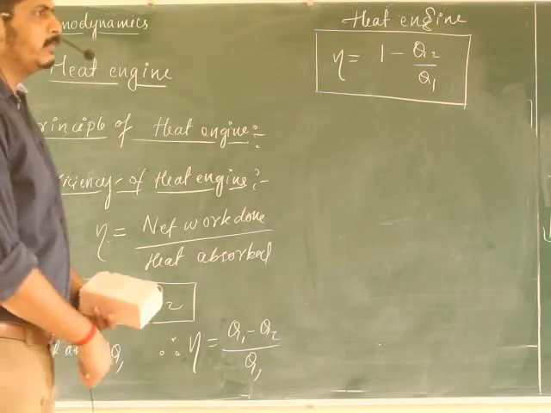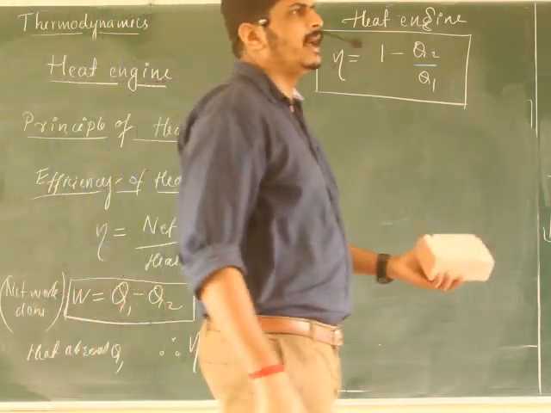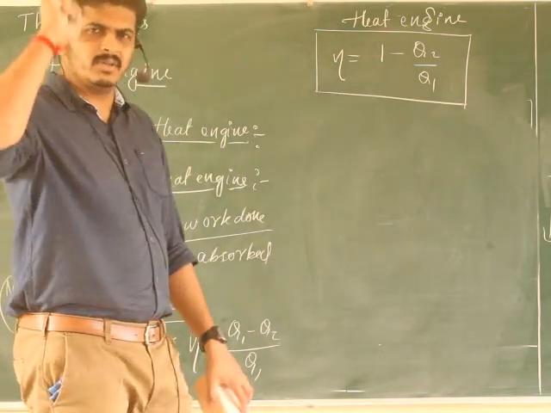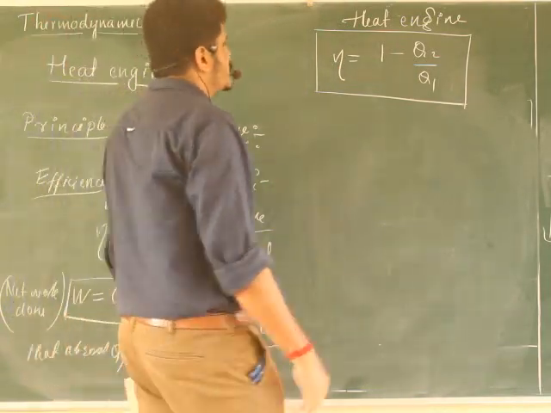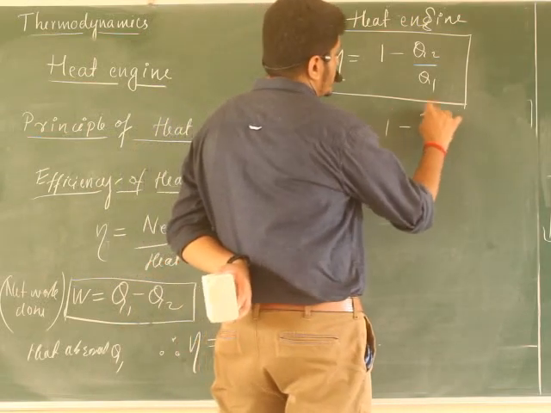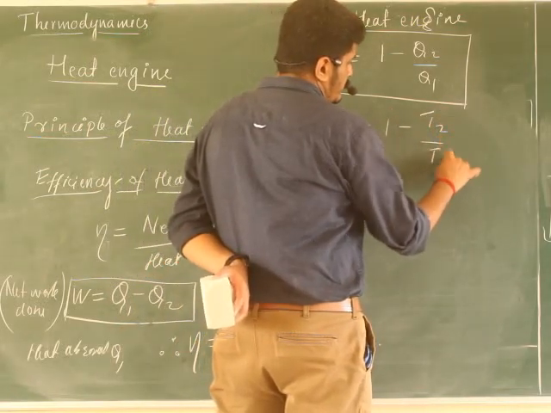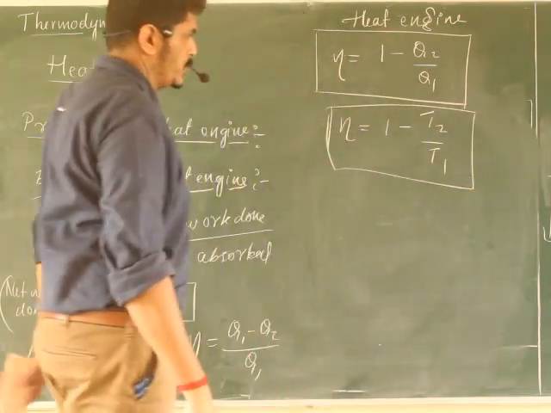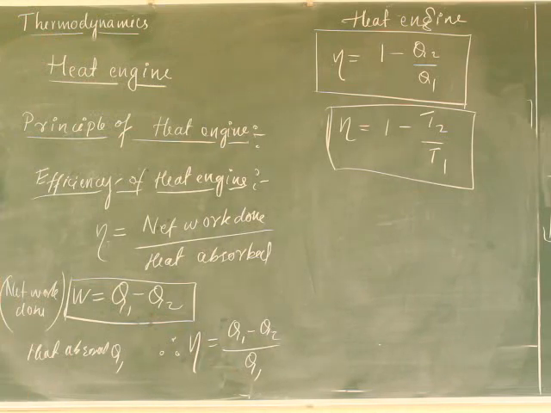Next, you know that the more heat energy is supplied, the higher the temperature. Less heat energy, less temperature. So heat and temperature have a close relation. That is why in terms of temperature, eta is also possible to write as 1 minus T2 by T1. This is also one of the formulas, in terms of temperature.